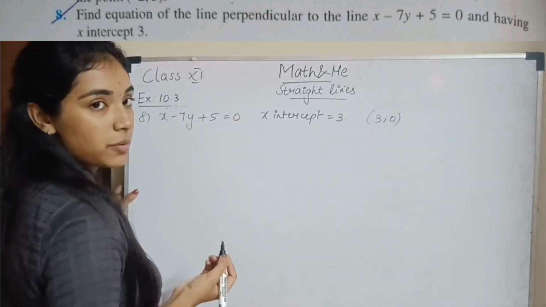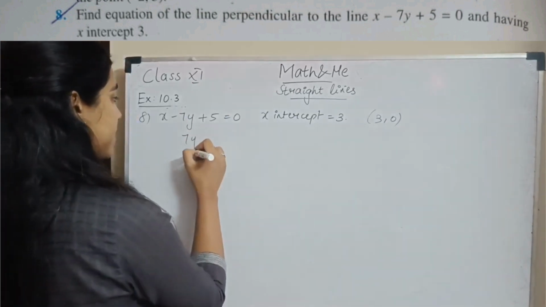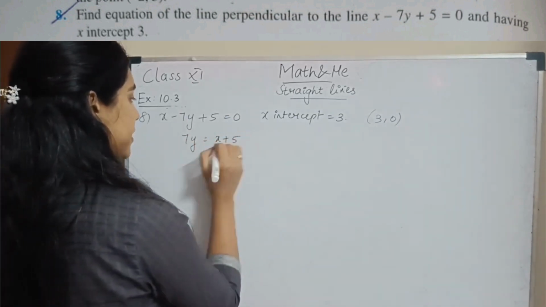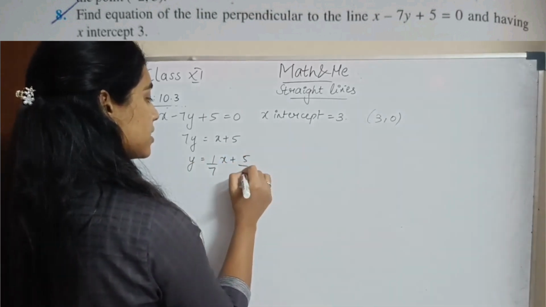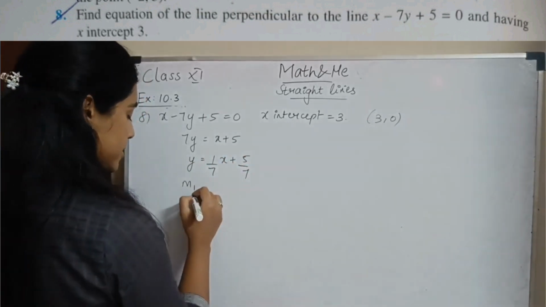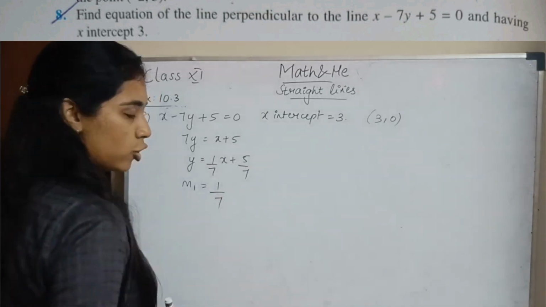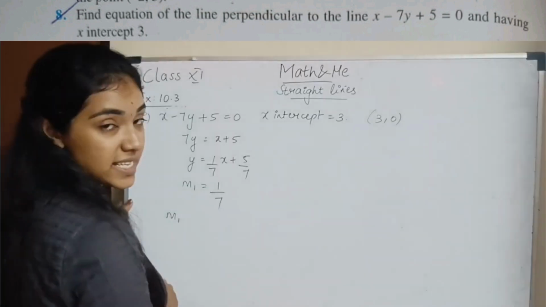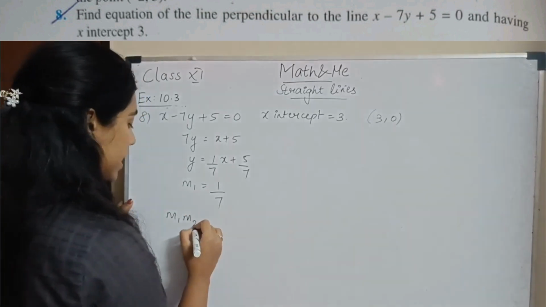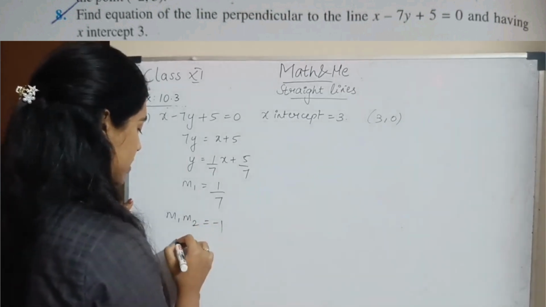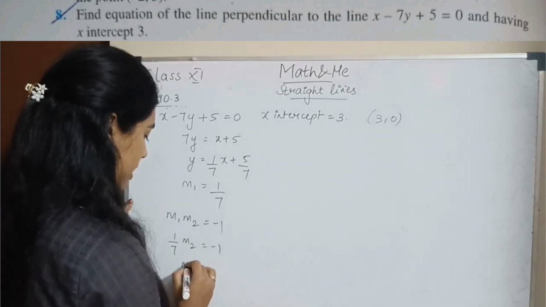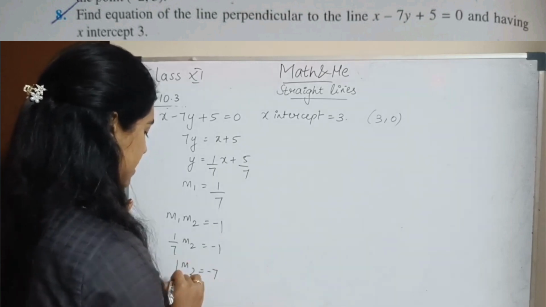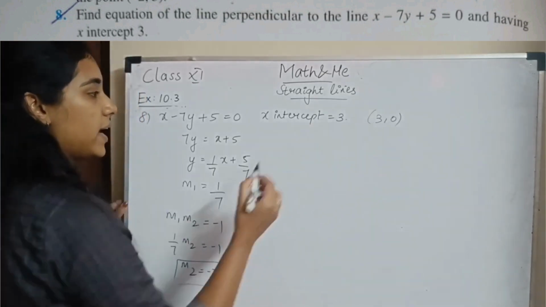Writing this in terms of y equals mx plus c, I have 7y equals x plus 5, y equals 1 by 7x plus 5 by 7. So my slope is 1 by 7. Since they say it's perpendicular, I have m1 m2 equals minus 1. So m1 times m2 is minus 1, m2 is minus 7. So this is my slope and this is my point.